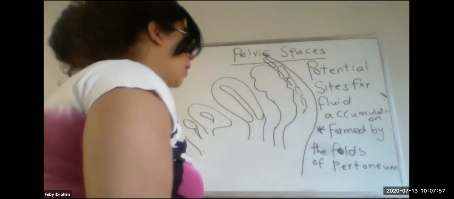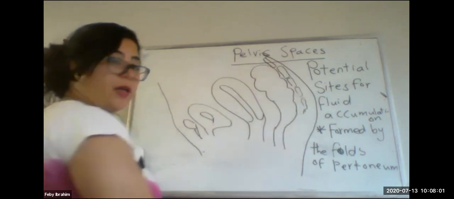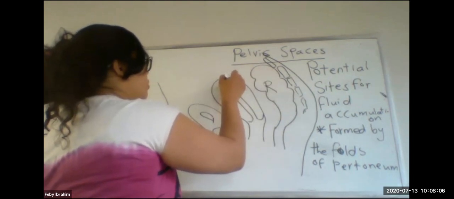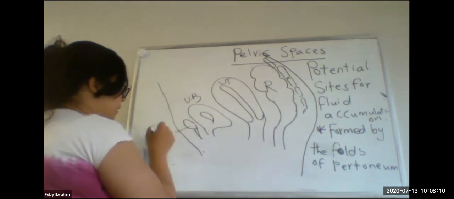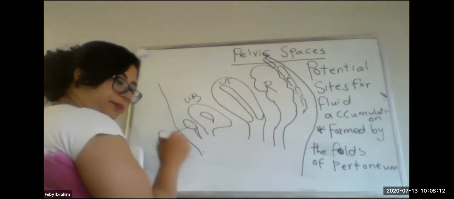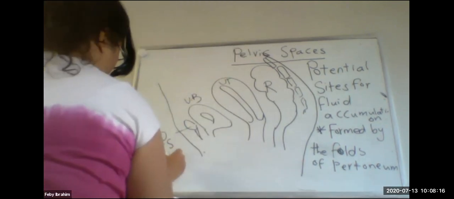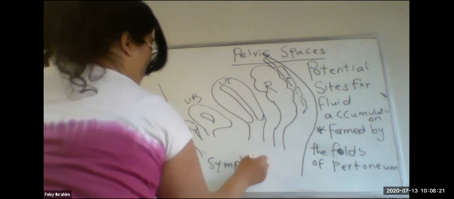So what are the pelvic spaces? Look here at these drawings. This one is the rectum. This one is the uterus. This one is the urinary bladder. And this one here is the pubic symphysis.